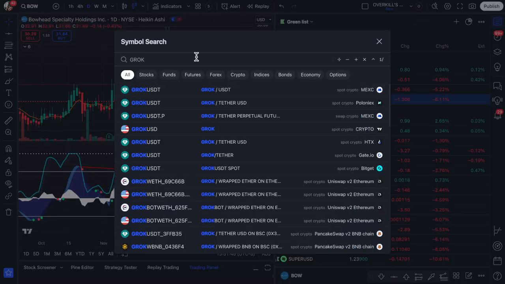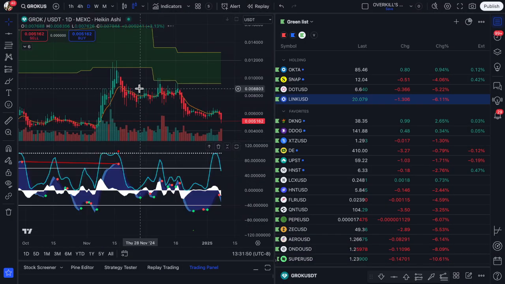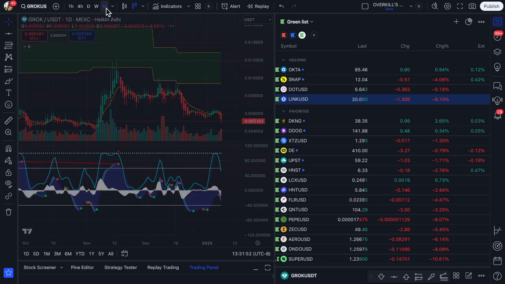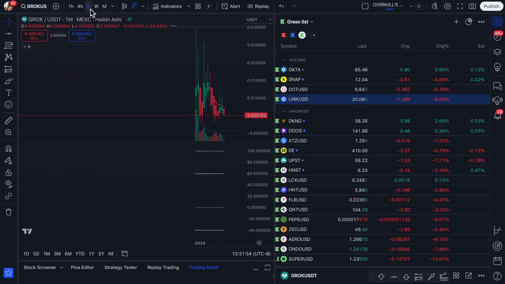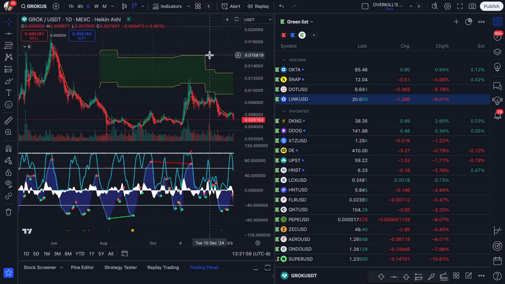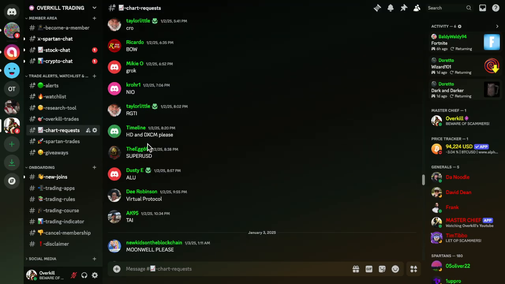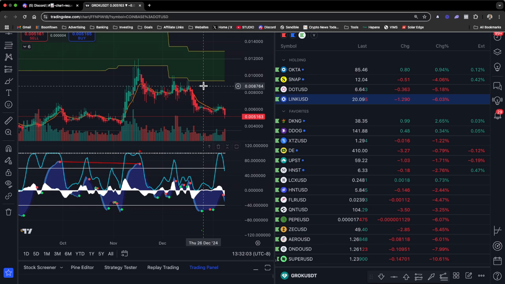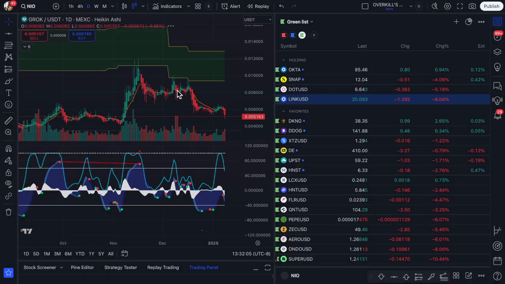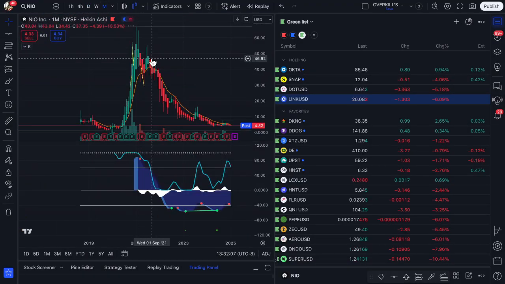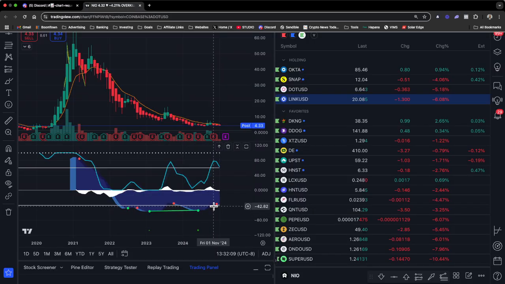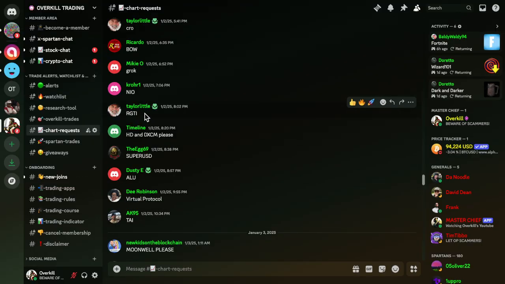Grok, ugly. Down below the golden zone. I don't like it. I like names that are trending up above the golden zone, not below them. Green dot if you want to buy it. Neo is still going to be red on the monthly. Red dot on the monthly. We do not look to buy.